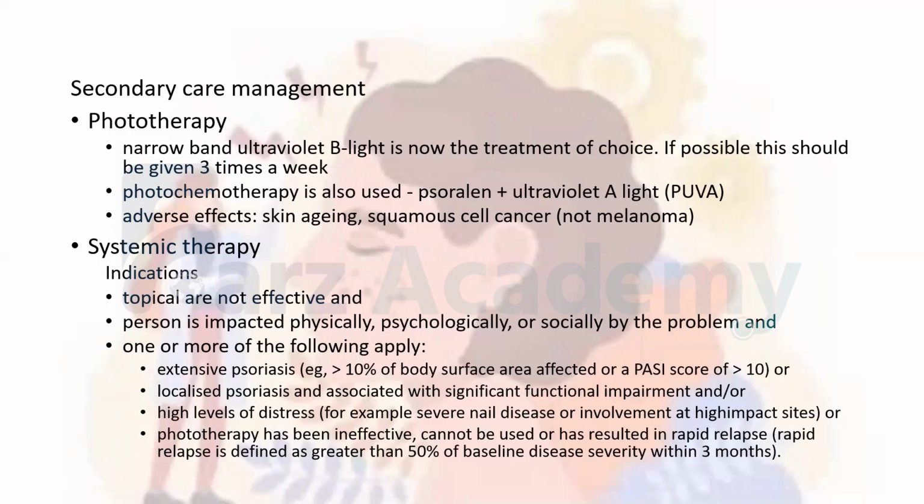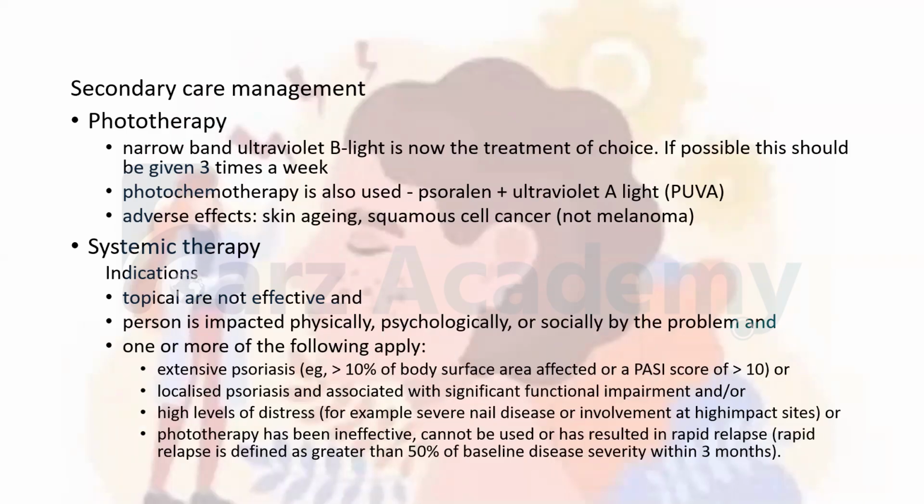So whatever we saw was primary management. Secondary management includes phototherapy and systemic therapy. Phototherapy includes narrow band ultraviolet B rays. If possible, this should be given at least 3 times a week. And then photochemotherapy can also be used, in combination, psoralen plus ultraviolet A light. Okay, so PUVA is also very commonly used. And the adverse effects that can be seen here are skin aging and high risk of squamous cell carcinoma.